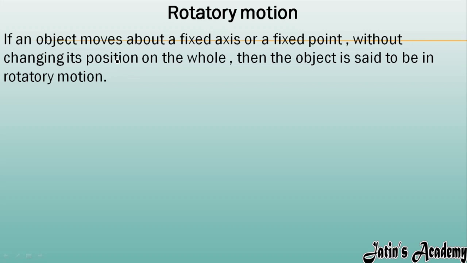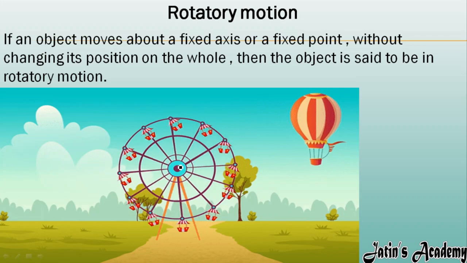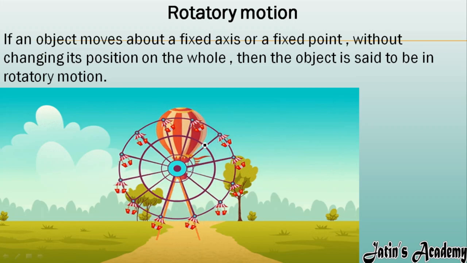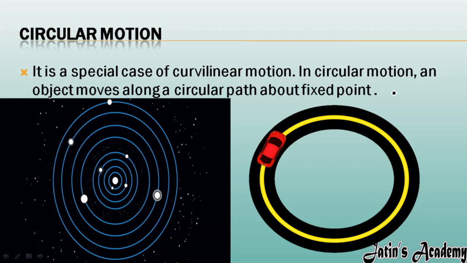So what do you mean by rotatory motion? If an object moves about a fixed axis or a fixed point, but without changing its position as a whole. See here, this object is not actually changing its position. This swing is in the same position only, na? Like a car in circular motion: firstly the car is here, then the car is changing its position.